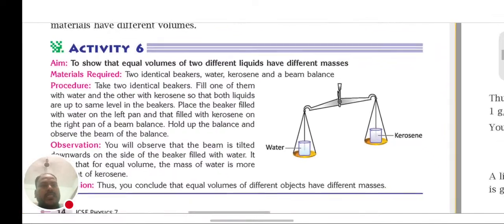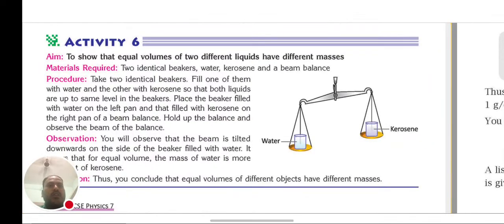Now our activity is given here to show whether equal volumes of two different liquids have different mass or not. On one pan of the beam balance water is kept, and on the other pan is corrosion liquid kept in a glass, yes or not? Now you can see the beam balance is not balanced. So water has more mass as compared to the corrosion liquid.